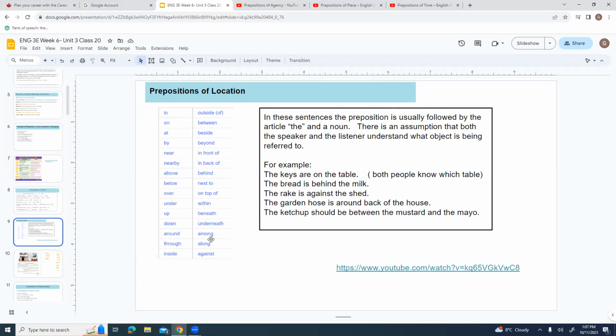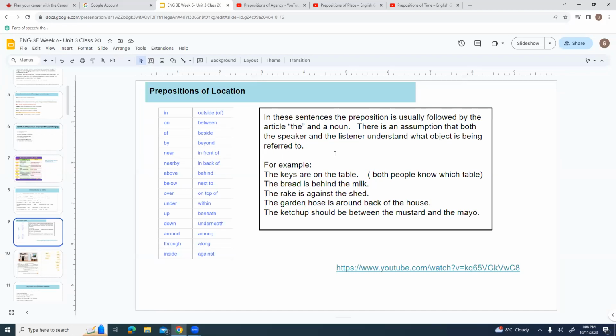Prepositions of location. These are some of the most common ones. And in fact, when I tend to think of prepositions, these are what I usually think of. Words like in, on, at, by, near, nearby, above, below, over and under, up and down, around and through, inside, outside, between, beside, beyond, in front of, in back of, behind, next to, on top of, within, beneath, underneath, among, along, and against. This is not all of them. By all means, there's more. You could also see it's common to have prepositional phrases like in front of. They all count as a prepositional phrase together there.